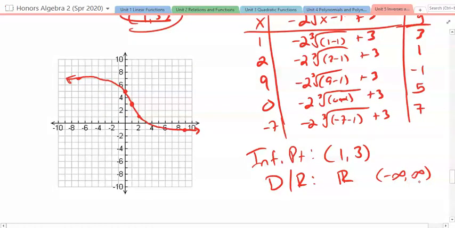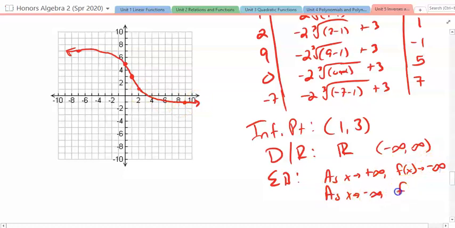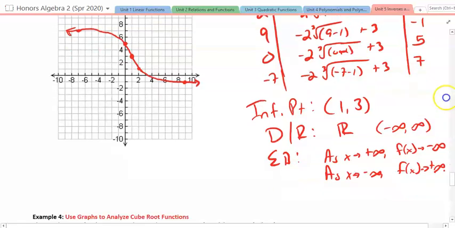What else is important to this graph? End behaviors, right? So the end behavior, as x goes to positive infinity, where's our f of x going? Or where's our y going? Our f of x is going to negative infinity. And as x goes to negative infinity, where's the f of x going? It's going to positive infinity. So again, that's what we're looking at with these graphs when we talk about critical behaviors. Inflection points, domain and range, end behaviors, max and mins. Again, cube roots won't have maxes and mins, square roots would. But that's what we're looking at there.